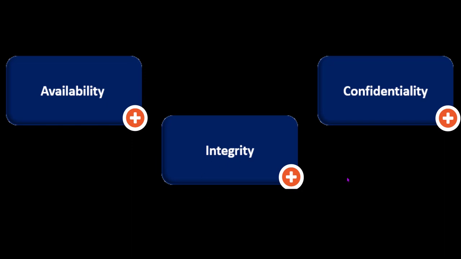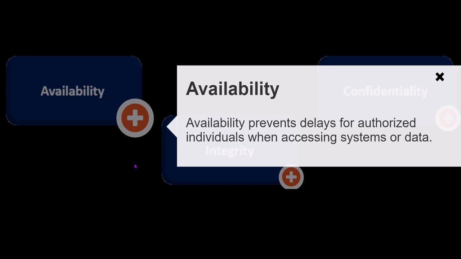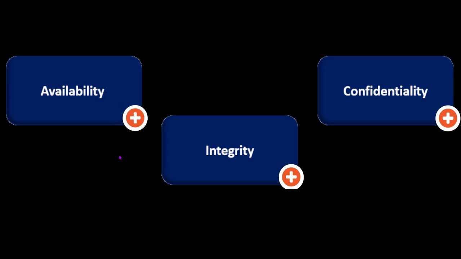Pega and Pega's clients share the responsibility for the security of the application. They need to follow the CIA triad: availability, integrity, confidentiality. Availability means it prevents delays for authorized individuals when accessing the system or data. So whenever they want to access, they should be able to access without any delay.